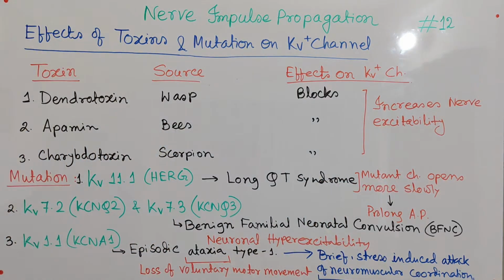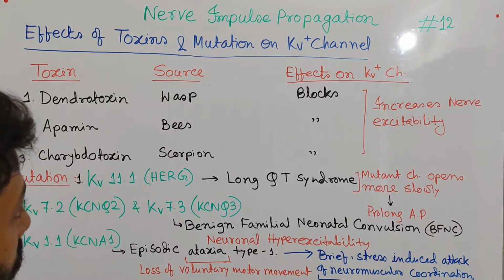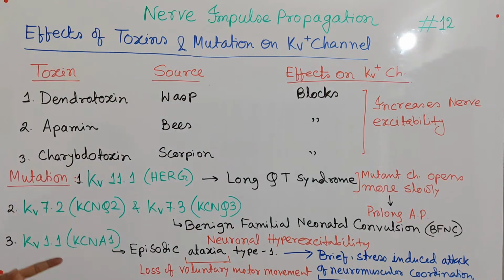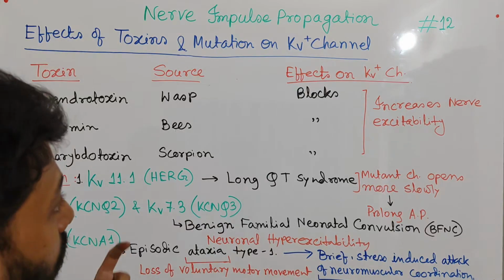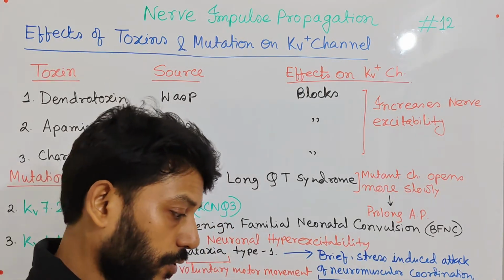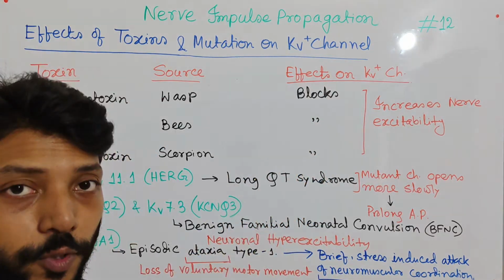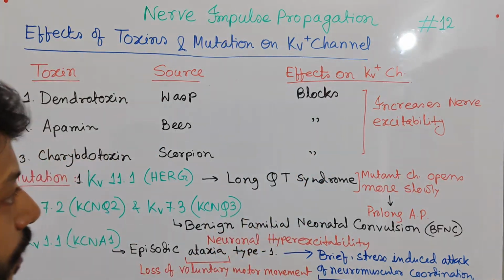Another toxin, like apamine, which is present in bees, also blocks and performs the same function. And calyptotoxin is one component of scorpion toxins. It also blocks the channels in neurons and increases nerve excitability. So it blocks the voltage-gated potassium channels and increases nerve excitability.